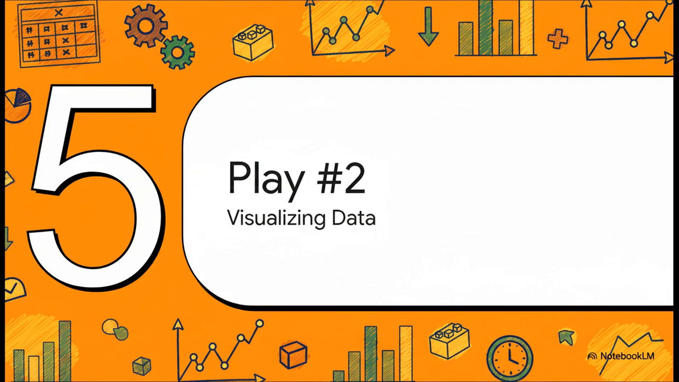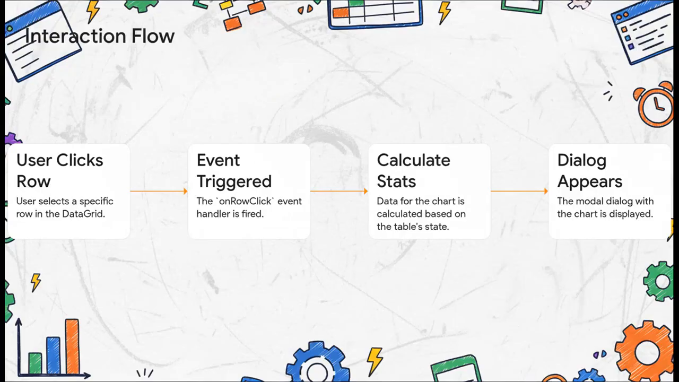All right, time for play number 2. Let's connect our table selection to a dynamic chart and really make this data pop. We're just a few small steps away from bringing this all to life. So here's how the whole thing flows. It all starts with the user clicking a row. Bam. That triggers our onRowClick handler. Inside that function, we'll do a quick calculation on the fly to get the stats we want to visualize. And finally, we just flip a piece of state to true, and our MUI dialog, which is holding our chart, fades beautifully into view. It's a really smooth and logical sequence.